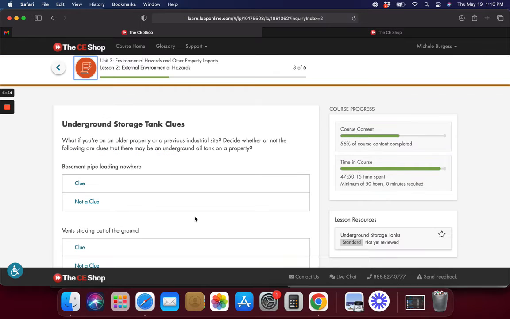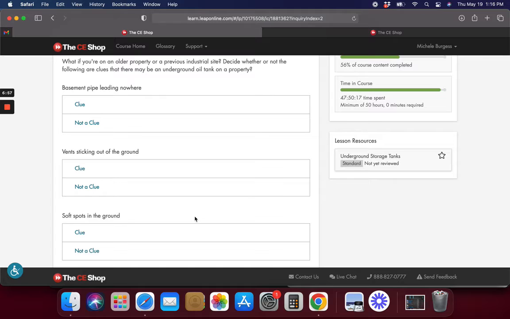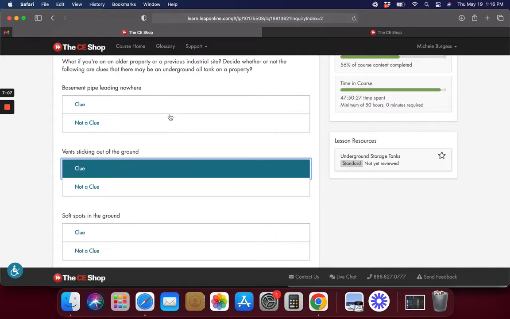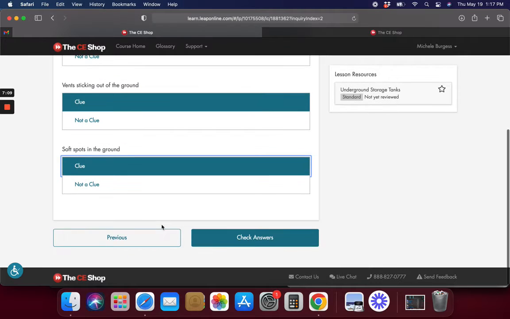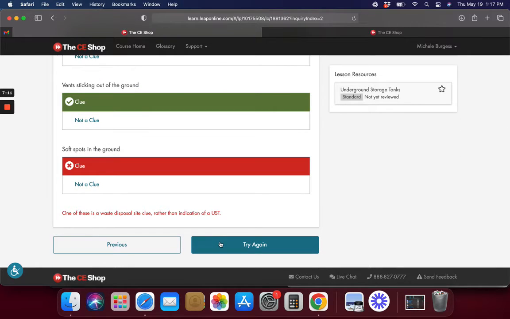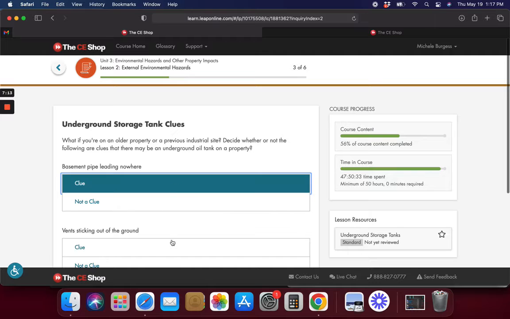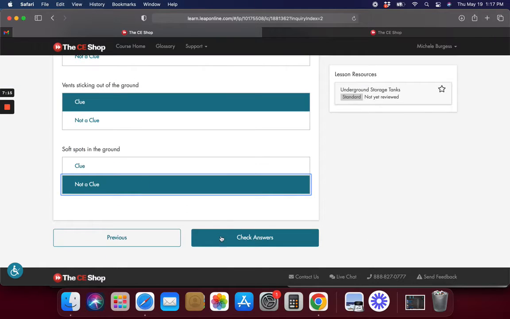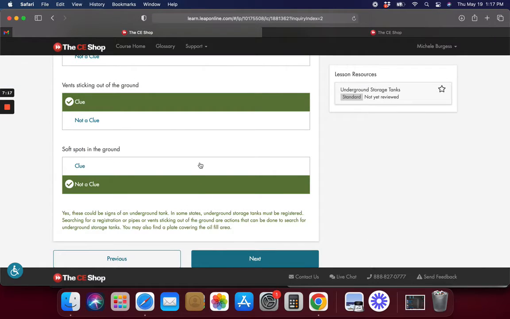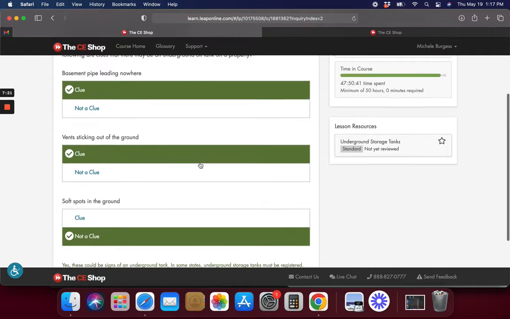Okay. Basement pipe leading nowhere. Are there clues there's an underground oil tank on the property? Underground oil tank. Vents sticking out of the ground. Soft spots in the ground. Soft spots on the ground are not an indication of underground storage tanks.